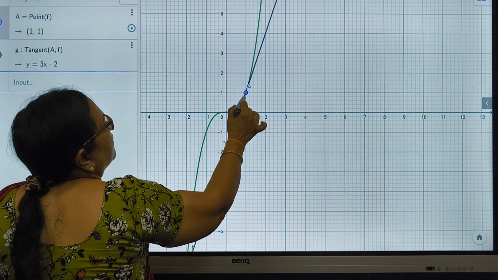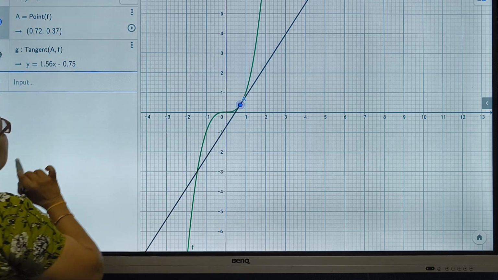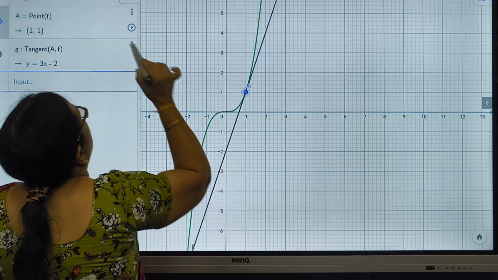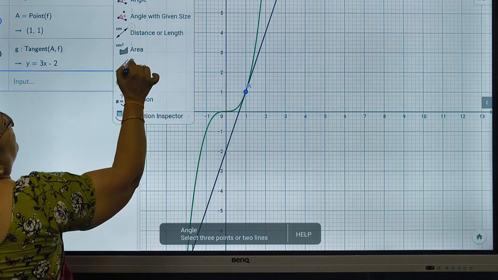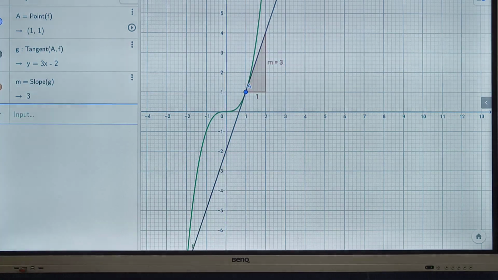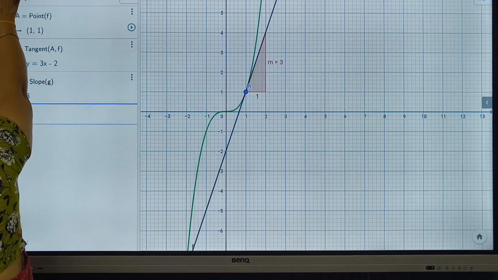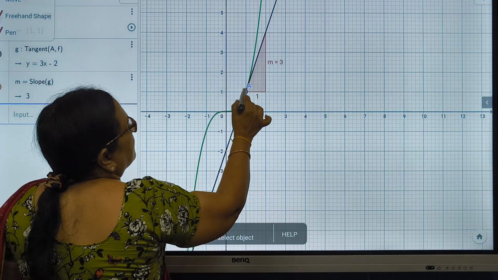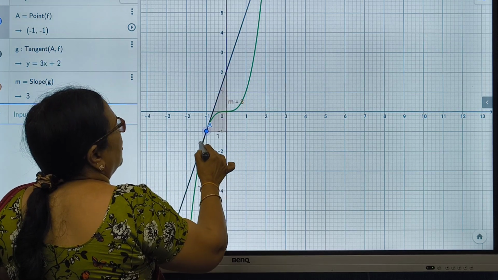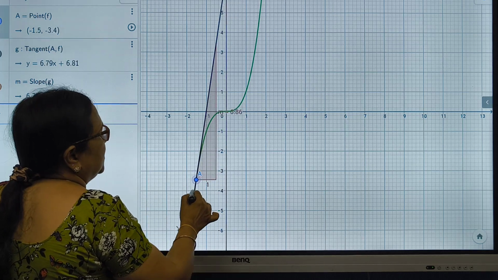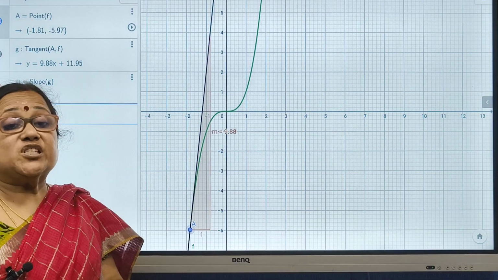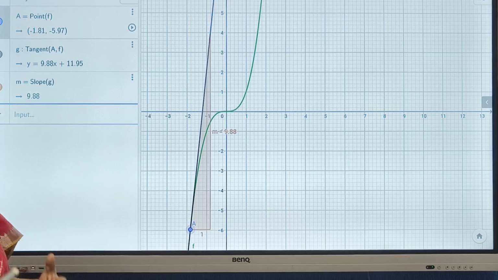Okay. But even otherwise, suppose I move this point. You just see, find out what is the slope. Okay. I'm going to find the slope. Now the slope is 3. Now I'm going to move this point. What happens to the slope? Slope is always positive. The function is increasing and you can see that the slope is always positive. So if f is an increasing function, its slope is positive.